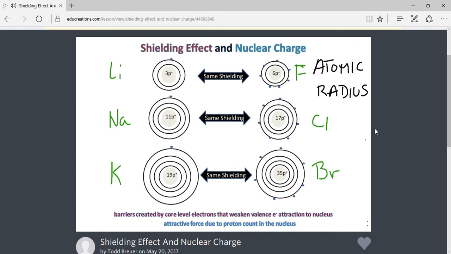This distance is affected by 2 ideas: shielding effect and nuclear charge. The greater the number of shields, the larger atoms tend to be. The lesser number of shields, the smaller atoms tend to be.